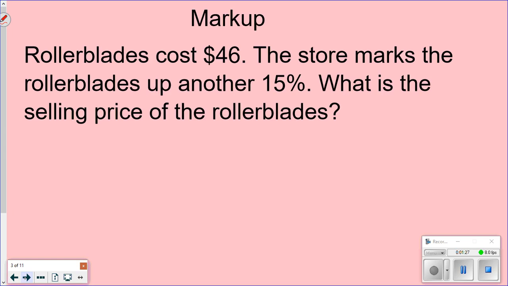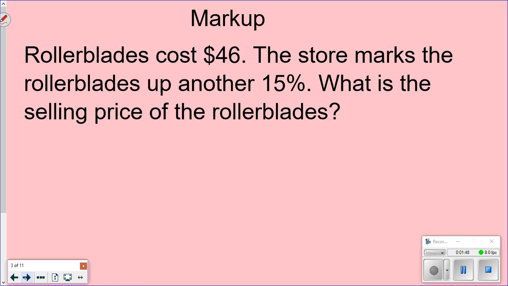All right, so here's an example of a markup problem. It says rollerblades cost $46. The store marks the rollerblades up another 15%. What is the selling price of the rollerblades? So the rollerblades cost this store $46, but they're going to mark it up 15 more percent so they can make some profit on it. I want to know what the selling price is of the rollerblades.